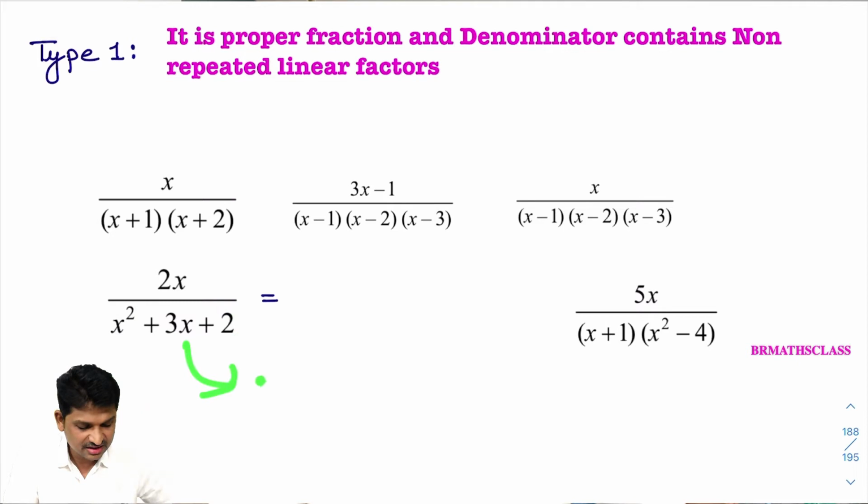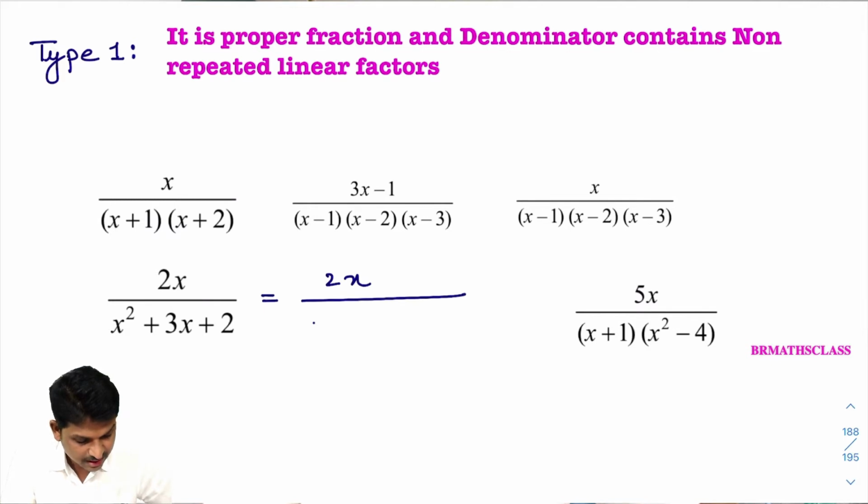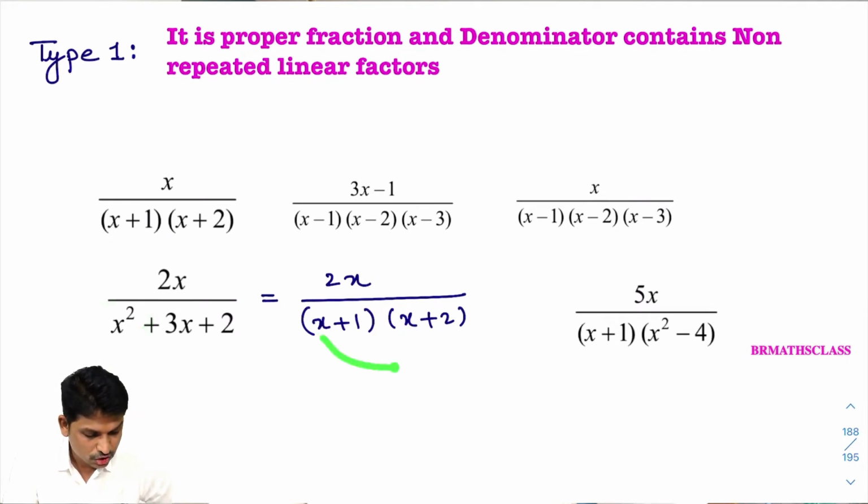This 3x you write in the form of 2x plus x. Then you will get 2x divided by x plus 1 into x plus 2. I can write it like this. Look here, multiply: x square is there, 2x plus x is 3x, and 1 into 2 is 2.